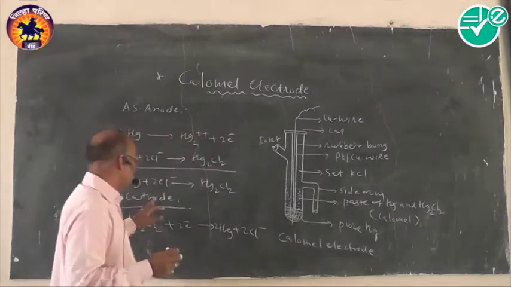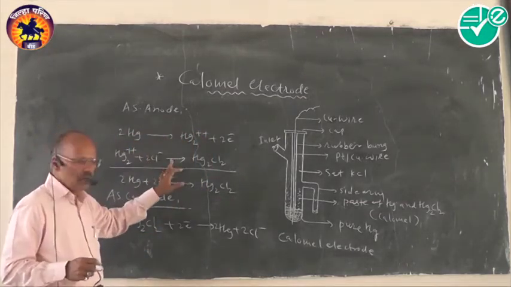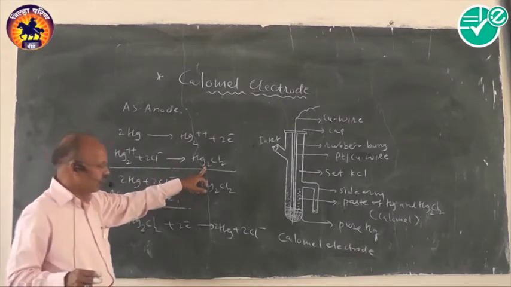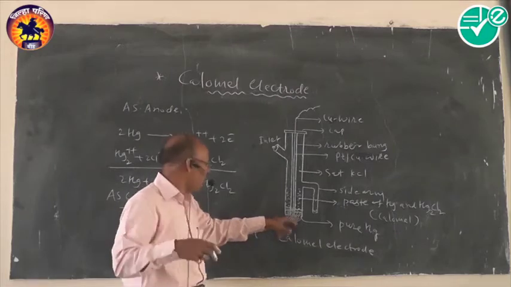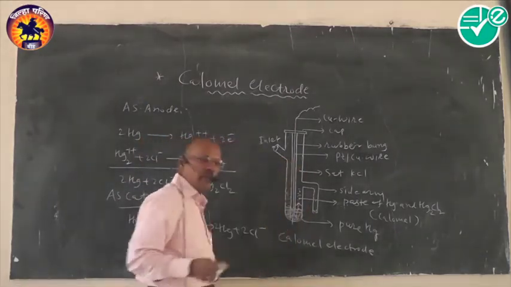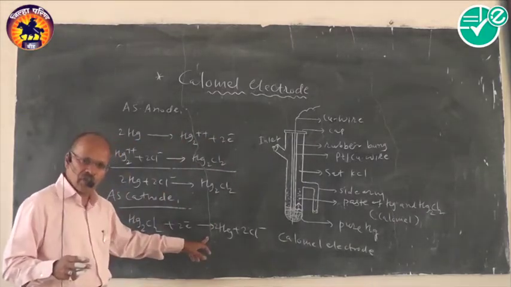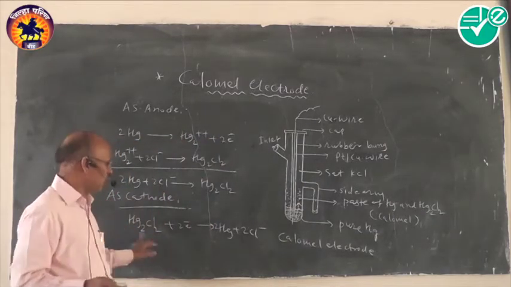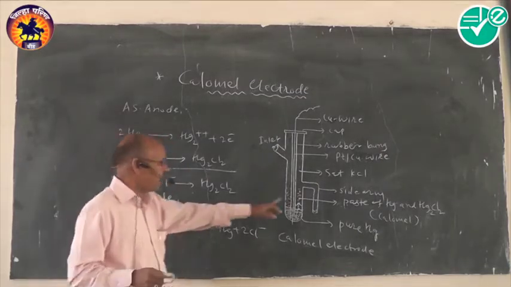In this particular case, at first, mercury is acting as an anode. Fresh mercury shows oxidation, forming the mercurous chloride paste, which is added into this. Along the same lines, during the reduction process, when it acts as a cathode, chloride ions are liberated by use of the mercurous chloride paste.